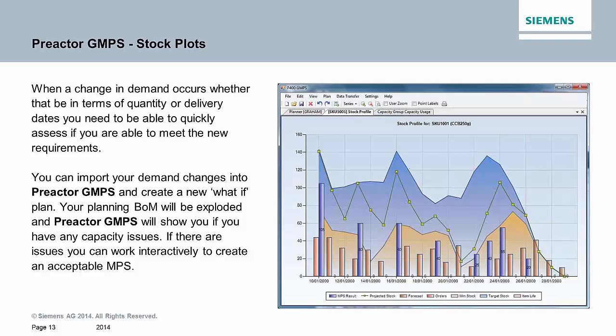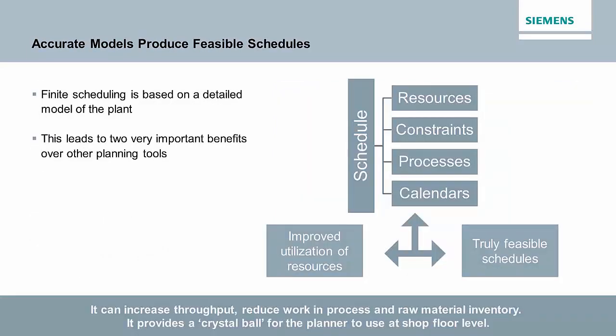Now, what is advanced scheduling? For a scheduling tool to be effective at optimizing your production processes, it must produce a feasible schedule. It's only possible to produce a feasible schedule if you have an accurate model. You must have a scheduling tool flexible enough to model your manufacturing processes. So there are several capabilities that advanced scheduling solutions must include.